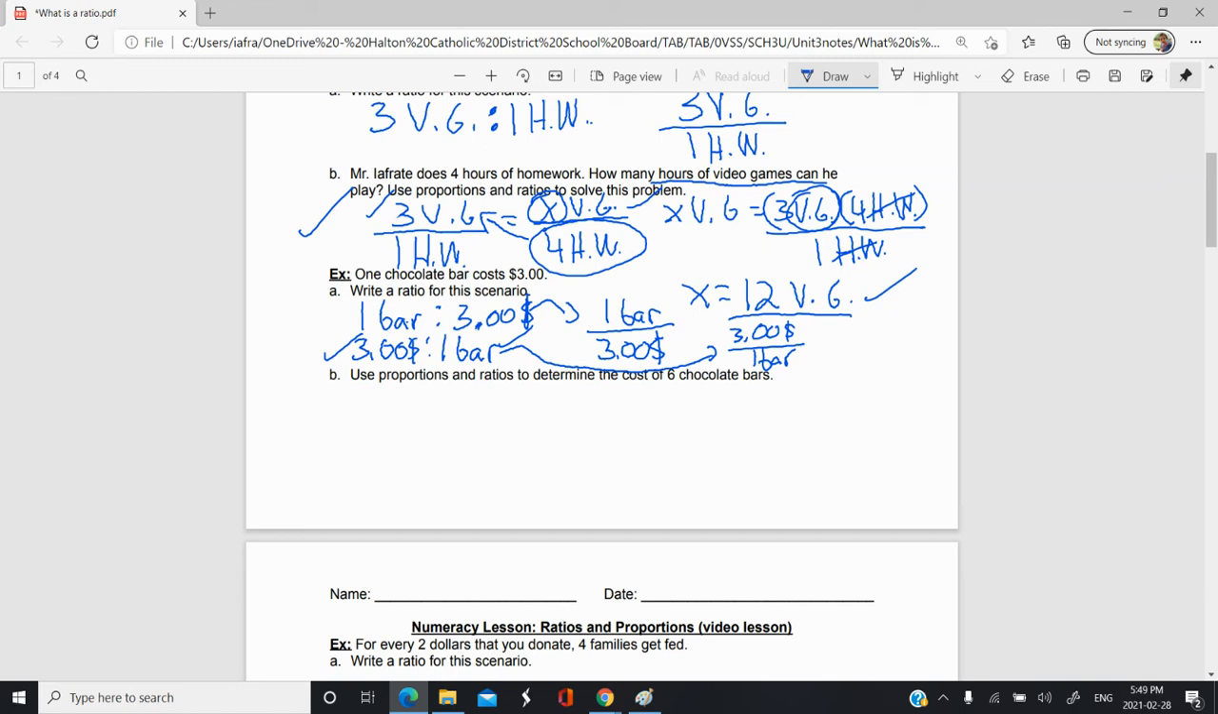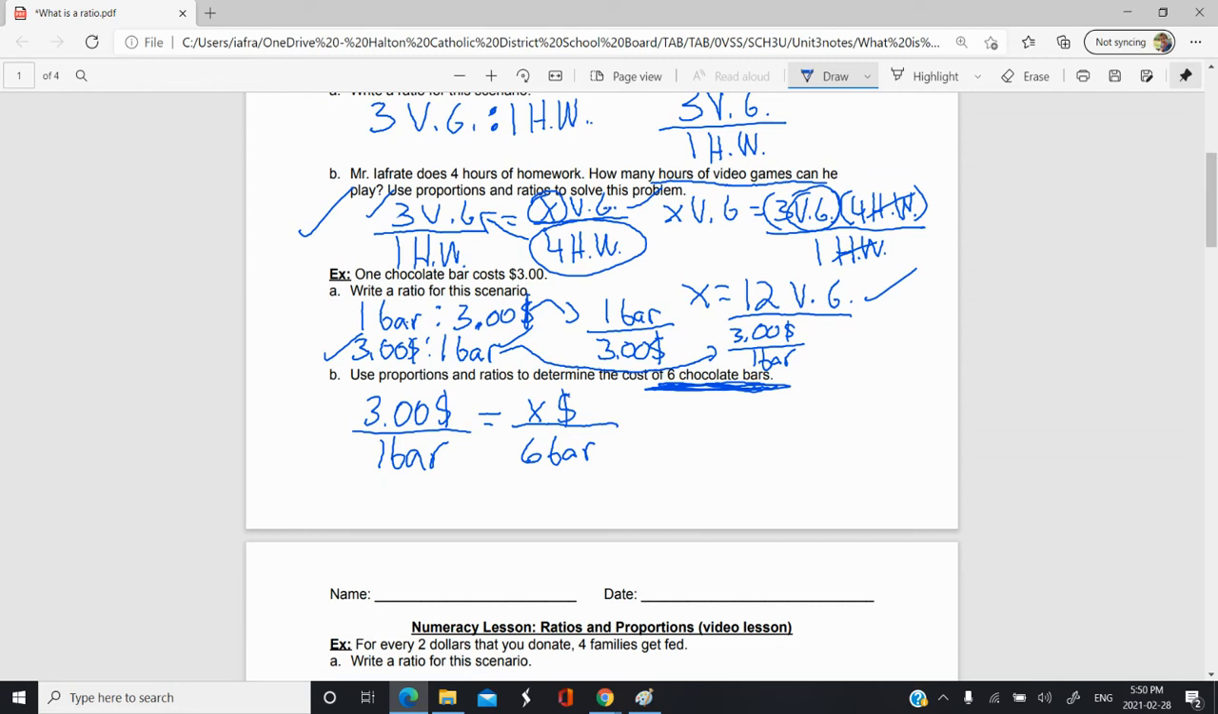So let's use proportions to determine the cost of 6 chocolate bars. So we want to find the cost of the chocolate bars. And so usually what I do is if I want to find whatever I'm trying to find, I use my ratio so that the thing I'm trying to find is on top in the numerator. So for example, I'll use my original ratio, which was $3.00 for 1 bar. And in my actual scenario, I'm buying 6 bars of chocolate, so 6 bars. And I want to figure out, well, how many dollars is that? So X money.